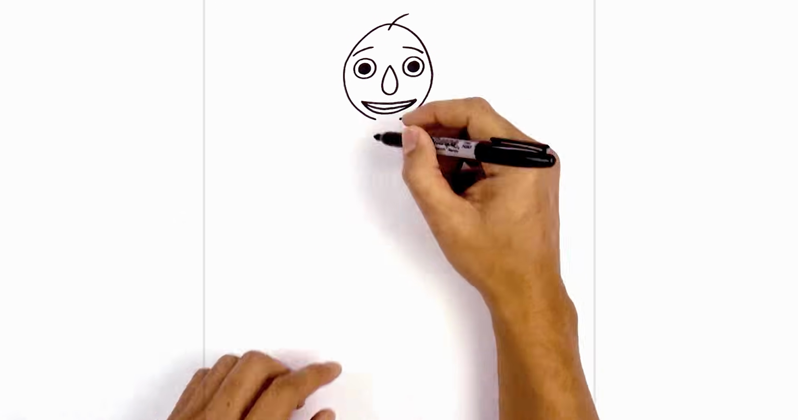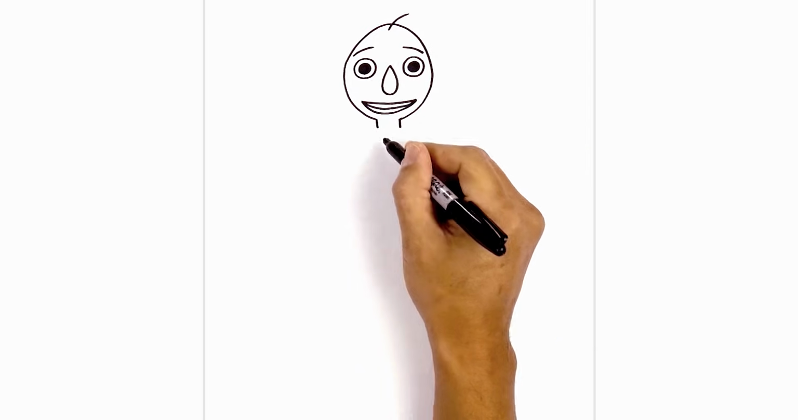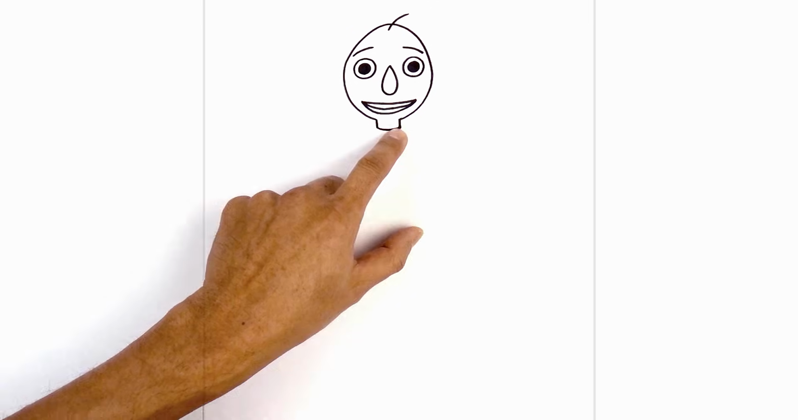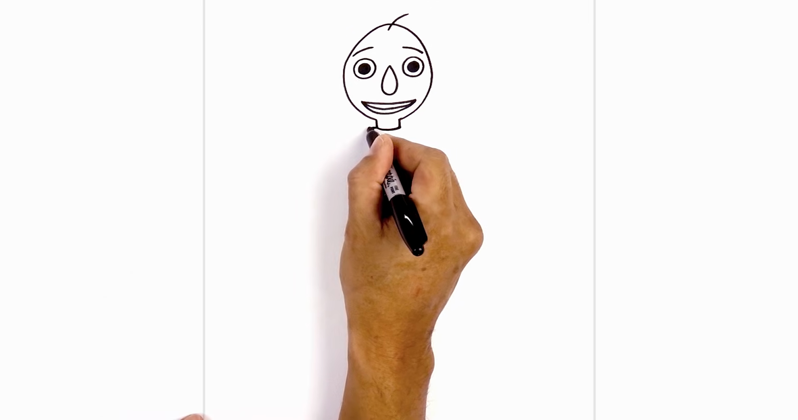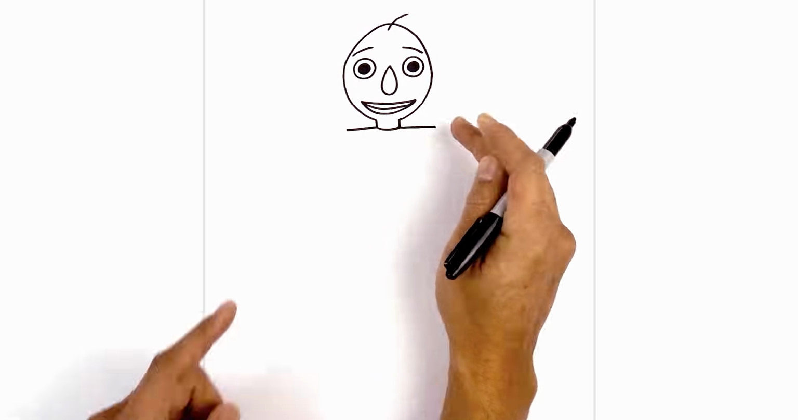Now from the bottom of the head, we're going to draw two straight lines coming down towards the base of the neck. Now I'm going to connect these 2 points with a curve. Let's take the bottom corners of the neck and draw a straight line going out towards the shoulder, about the same width as the head.